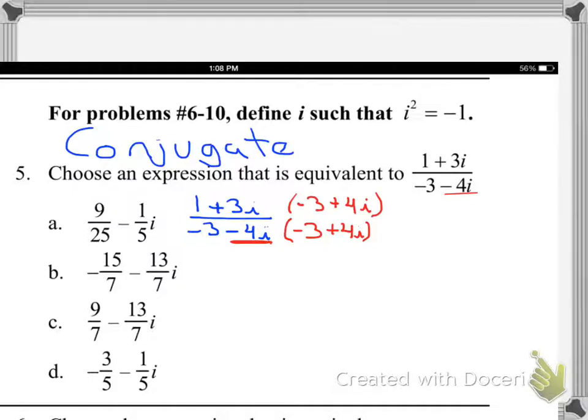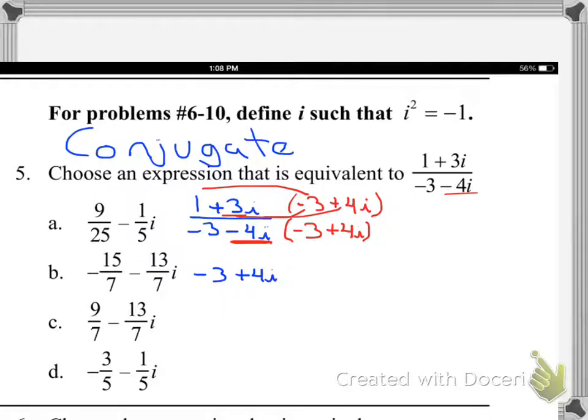I'm going to distribute and multiply the numerator, and then I'm going to multiply the denominator next. So I need to multiply by them both. First, let's start with the numerator. We have 1 times negative 3 gives me a negative 3. 1 times 4i is positive 4i. Now we're going to multiply the 3i by them both.